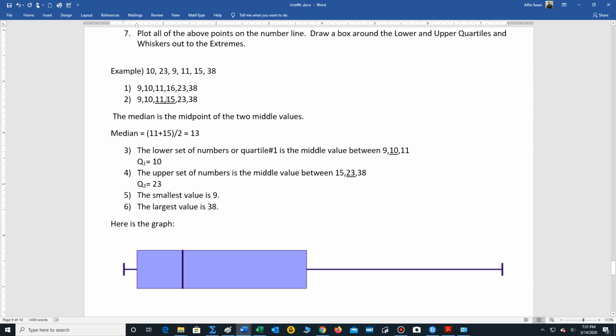And then we focus on the values that precede it, 9, 10, and 11. The median of 9, 10, and 11 is 10, so Q1 is 10. And then we look at the values that follow our median, 15, 23, and 38. 23 would be the median of that portion of our data set. So we know that Q2 is 13, Q1 is 10, Q3 is 23. The smallest value in our data set is 9, and the largest is 38.